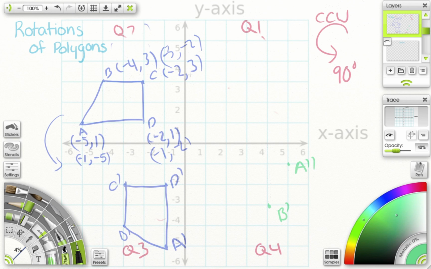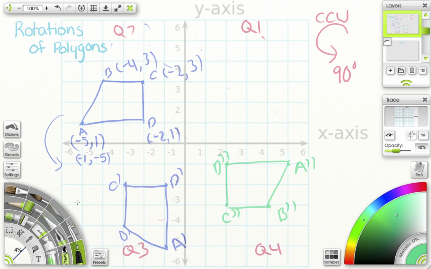C, my original points are -2, +3. So this must become +2 and -3. So +2 down to -3 is our C prime prime. And D, my original is -2, +1. So I must do +2, -1. And that's our D prime prime. Connect it up, and there is our rotation. So 180s, as you can see, are very simple. Same spot, opposite integer.